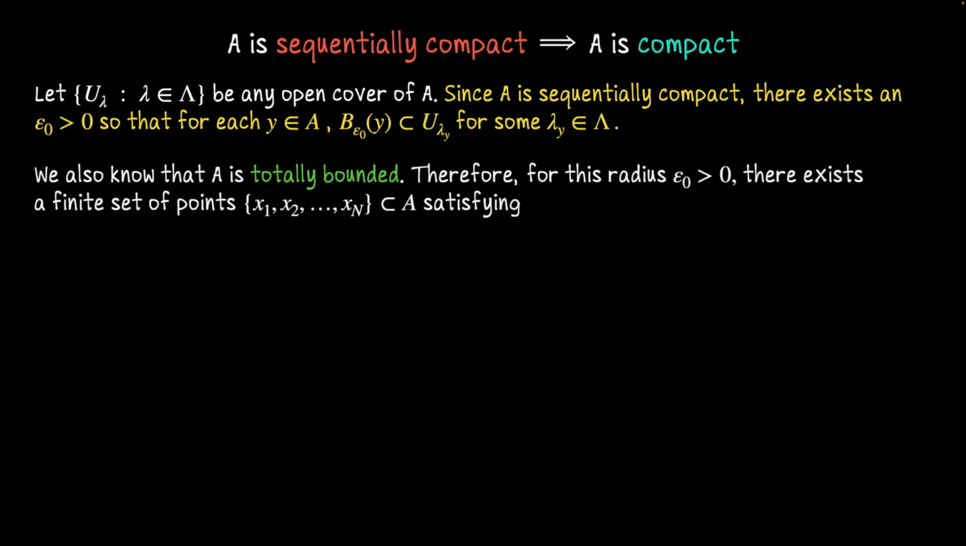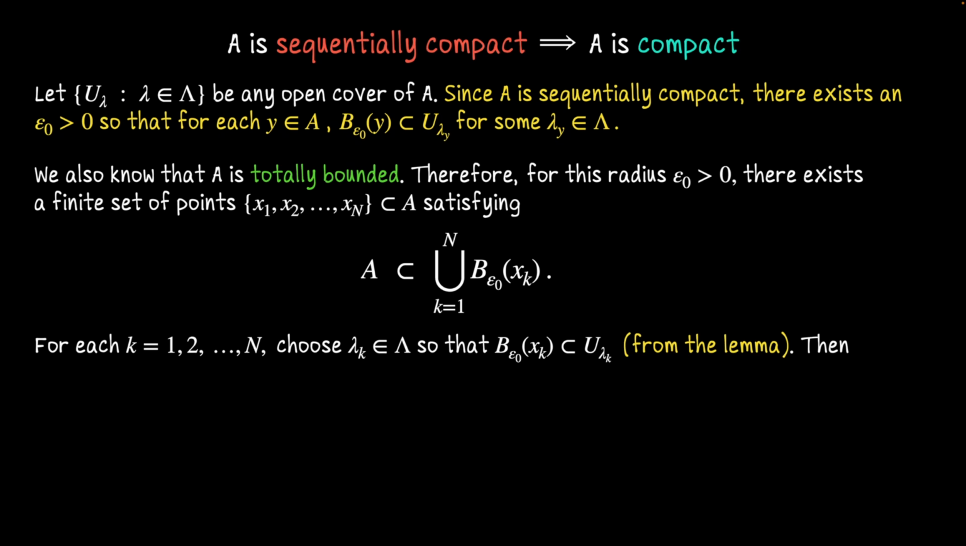Thinking back to our discussion of sequentially compact sets when we first learned them, we proved that if A is sequentially compact, then A is totally bounded. Therefore, for this special choice of radius, there exists a finite set of points in A, so that A is covered by their epsilon_0 neighborhoods. So here I'm just imagining A as covered by a bunch of symmetric little neighborhoods, and what's important is that there are only finitely many.